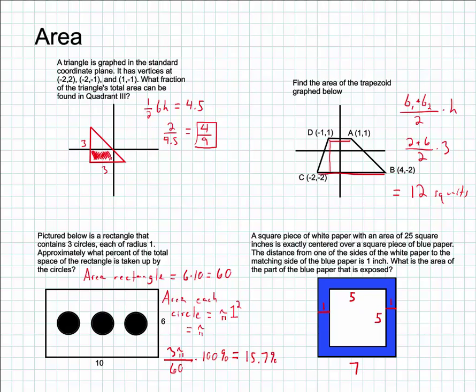So now we just need to subtract the area of the white paper from the area of the blue paper to get the area of the exposed part of the blue paper. So we have 7 squared minus 5 squared is equal to our area of the exposed blue. And 49 minus 25 is 24, so 24 square inches.